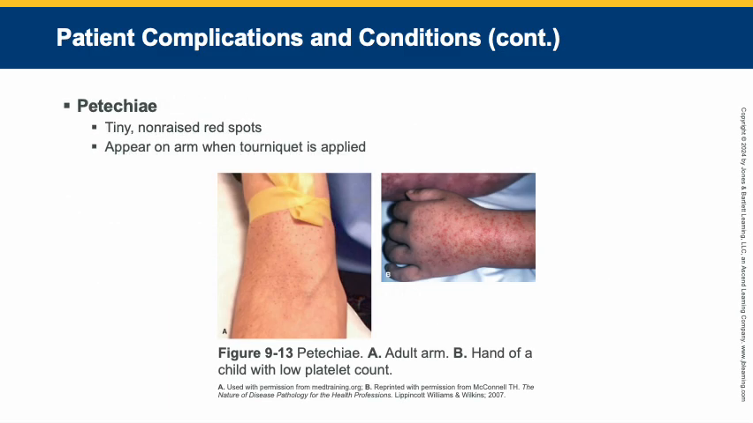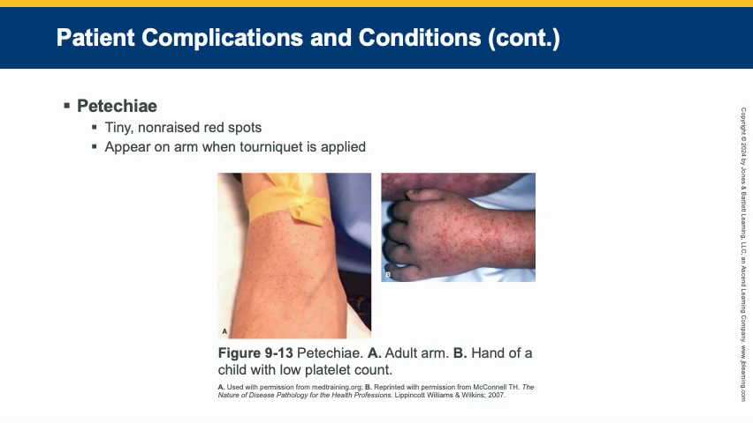Petechiae. These are tiny, non-raised red, purple, or brownish spots that appear on the patient's skin when a tourniquet is applied. The spots are minute drops of blood that escape the capillaries and come to the surface of the skin below the tourniquet. Causes include capillary wall defects, coagulation abnormalities such as platelet defects, and thrombocytopenia, which means no platelets or low platelets. Certain medications like aspirin and some infectious inflammatory diseases can also cause this.